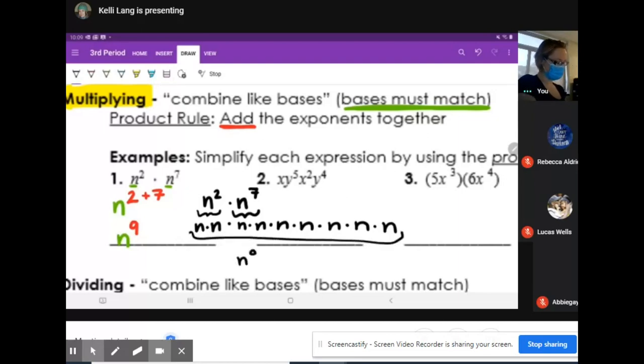That's n to the 9th. So really what I did was I took 2 n's and 7 more n's, and if I add all that up, it gives me 9 n's all multiplied together, which we would write as n to the 9th. It seems a little counterintuitive at first, but it makes sense why we add the exponents together. Even though we're multiplying our n's, we're basically adding in how many n's we have to our exponent.